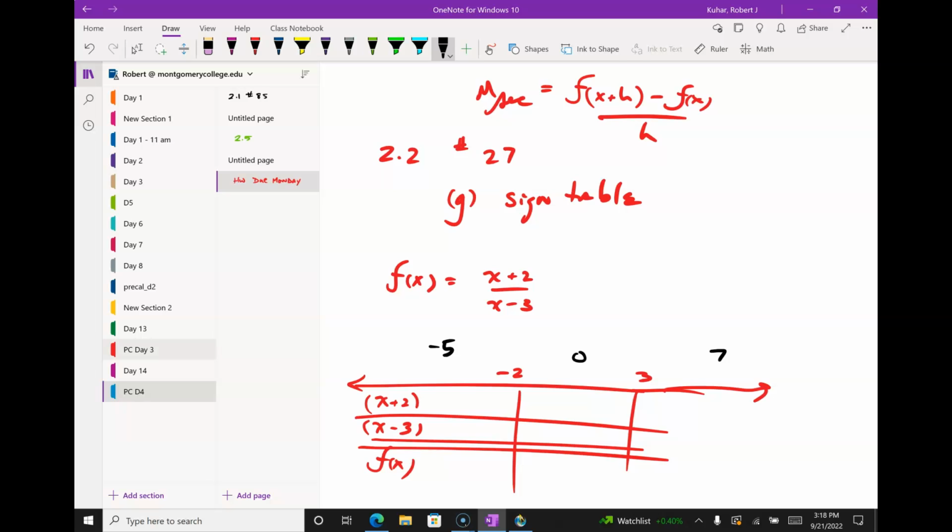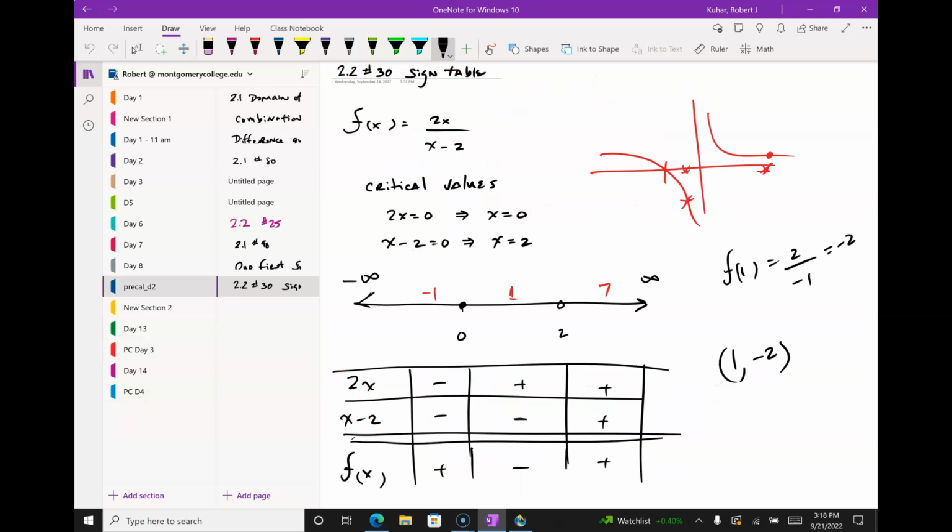Right, if we look at the one I did, I think I did one on day 2. Yeah, there it is. So you can tell here, what are my critical values? 0 and 2, right? And so 0 and 2 are separating my columns. Do you see that? The factors, the numerator factor and the denominator factor, are separating my rows, right?